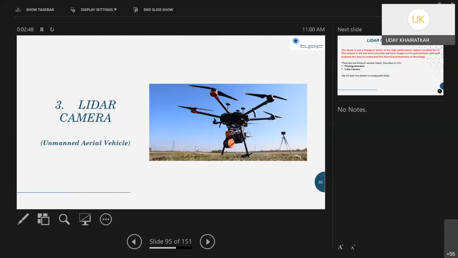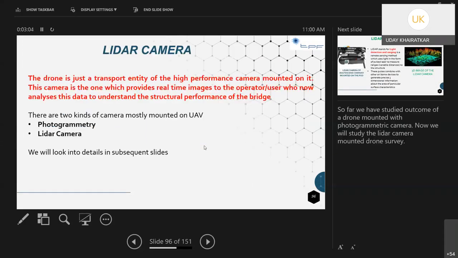We have seen the drone with a photogrammetry camera. Actually, nowadays even LiDAR cameras can be used. Previously, LiDAR cameras were used only on the ground, probably mounted on a vehicle, but now even a LiDAR camera can be installed on a drone. The drone is just a temporary carrier of the high performance camera mounted on it.